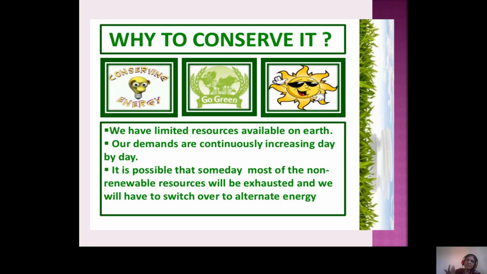So if the demand is increasing day by day, what happens? In some days, whatever resources there are will be exhausted, because the sources are limited. Our demands are continuously increasing day by day, so it is possible that most of the non-renewable sources will be exhausted, and we will have to switch over to alternate energy.